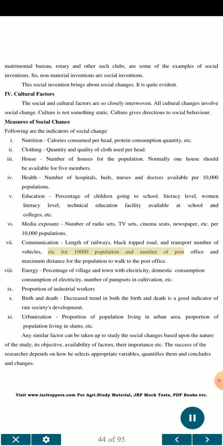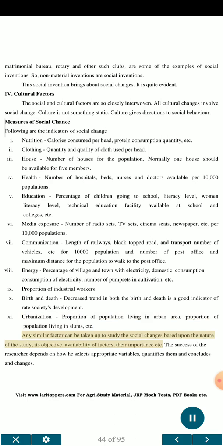etc. for 10,000 population and number of post offices and maximum distance for the population to walk to the post office. VIII. Energy, percentage of villages and towns with electricity, domestic consumption of electricity, number of pump sets in cultivation, etc. IX. Proportion of industrial workers. X. Birth and death rate, decreased trend in both the birth and death rate is a good indicator of society's development. XI. Urbanization, proportion of population living in urban areas, proportion of population living in slums, etc.